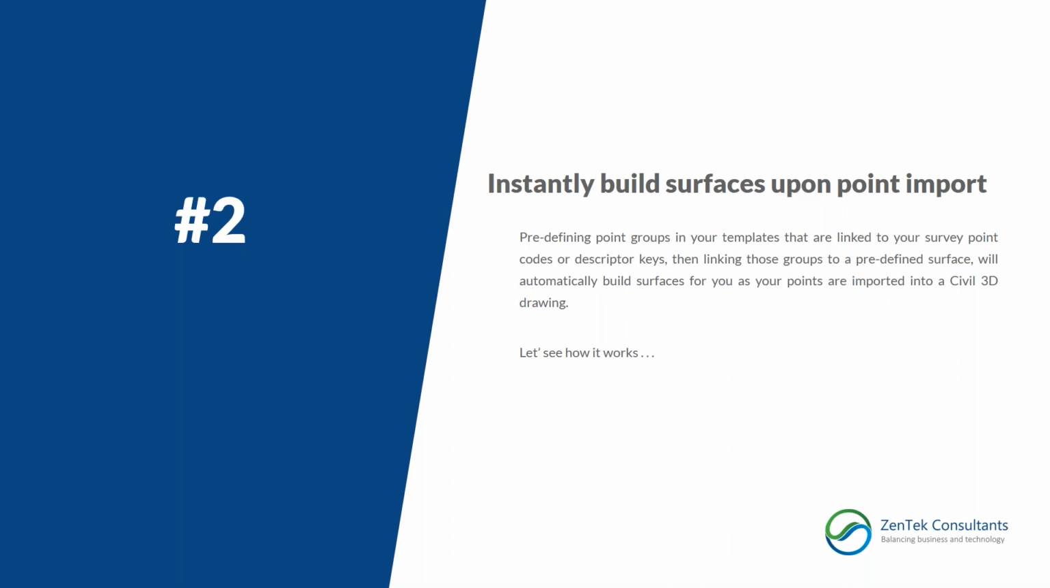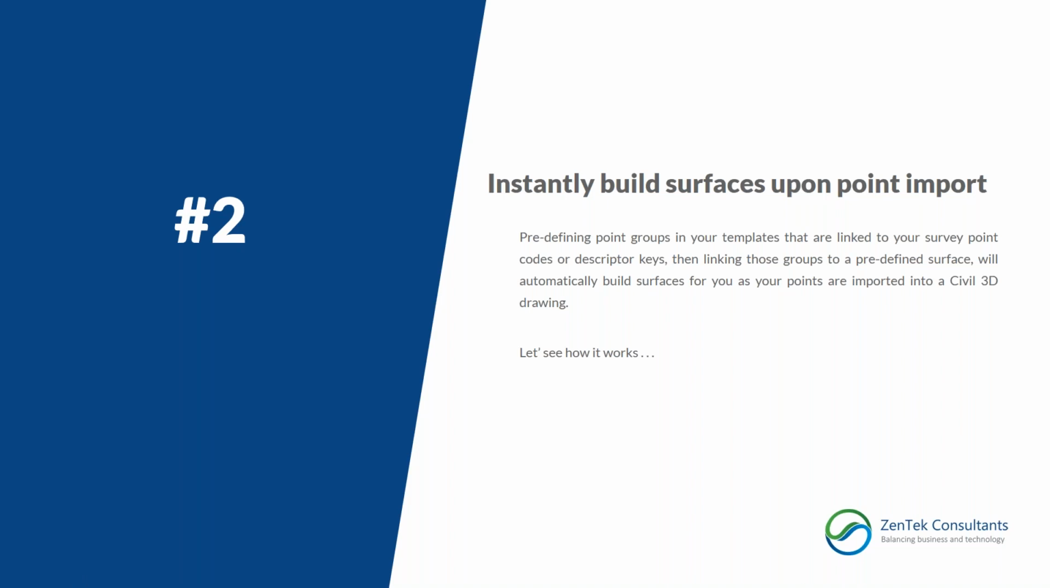So the idea here is that instead of just having a template that has point symbol and point label setups in it, you can actually build and predefine your point groups as standard named point groups inside your templates. They're empty, they don't have any points in them, but think of them as placeholders. We can assemble and nest the point groups together into one master group that we can then link directly to a pre-named surface in that template. So that's kind of a long-winded explanation. It makes more sense when we look at it.